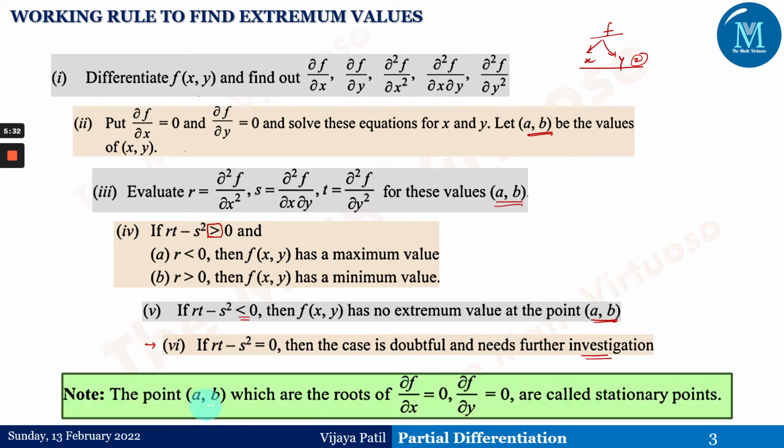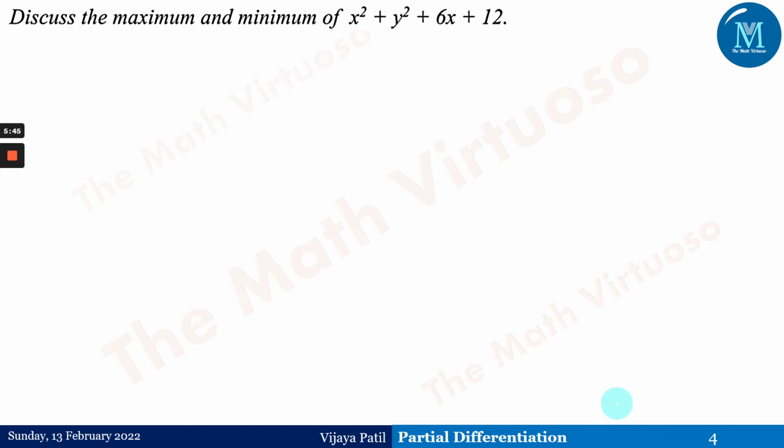And the points a comma b, which are the roots of dou f upon dou x equal to 0 and dou f upon dou y equal to 0, are known as stationary points. Let us discuss one very small question.